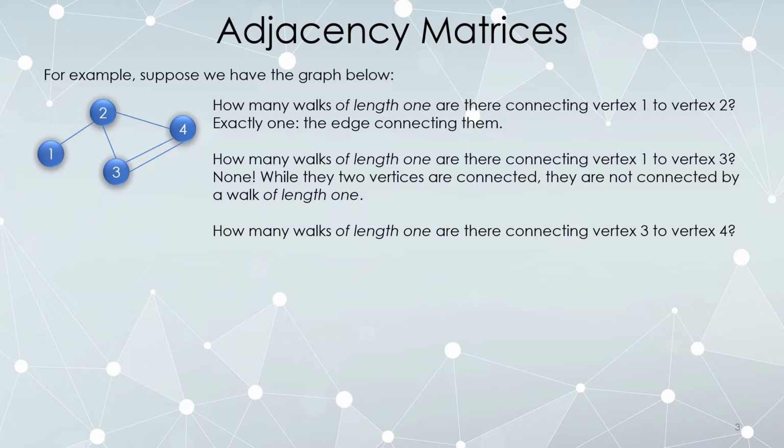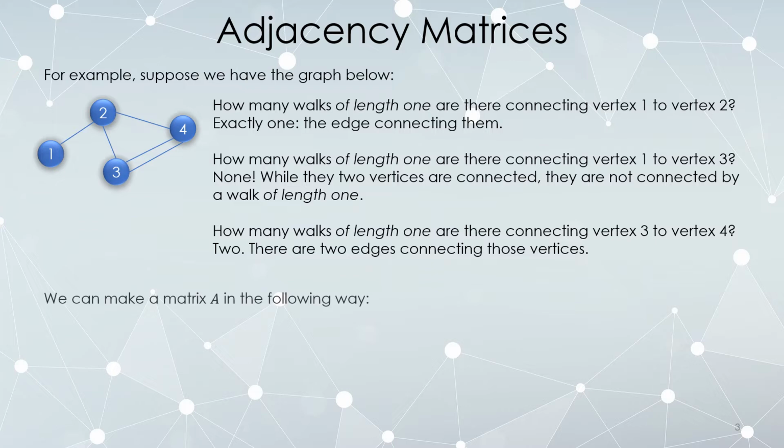And how many walks are there of length 1 that connect vertex 3 to vertex 4? Because there are two different edges connecting them, there are in fact two different walks. I could take vertex 3 to vertex 4 this way, or I could take vertex 3 to vertex 4 that way, and those are two technically different walks.